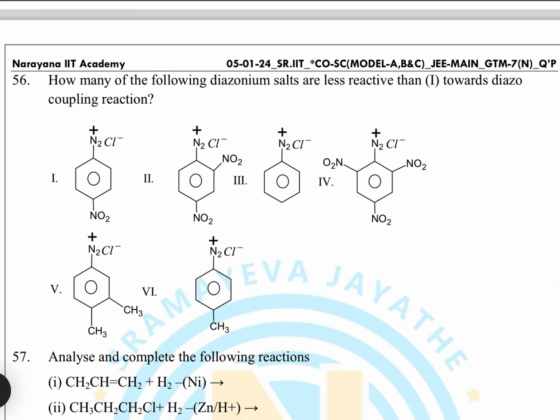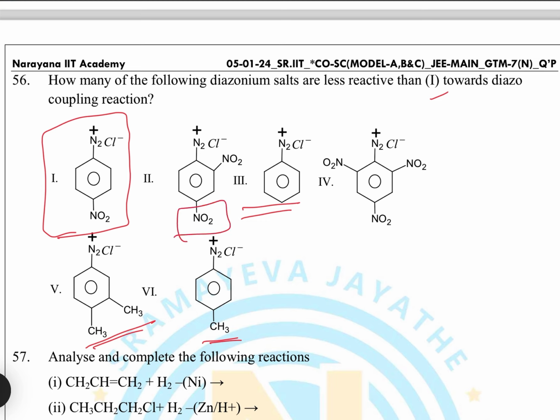56th question. How many of the following diazonium salts are less reactive than 1 towards, this is 1. An NO2 group is there. NO2 group is one of the strongest withdrawing groups, so you need more such groups. So you can easily check which contains more of them. An NO2 group is there for benzene diazonium salt. Here you see there is no NO2 group. Here 2 methyl groups are there. NO2 groups are good: 2 NO2 groups are here, 3 NO2 groups are here.